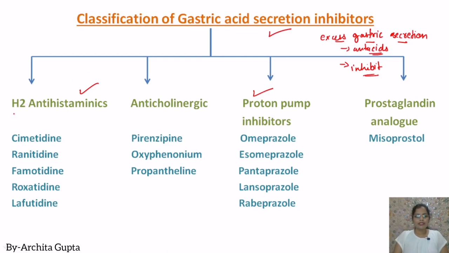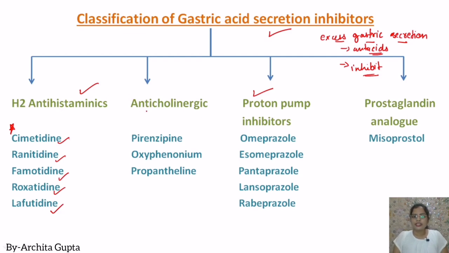Okay, so there comes the first category, which is the H2 antihistaminics. So H2 antihistaminics के अंदर आते हैं cimetidine, ranitidine, famotidine, roxatidine and the lafutidine. जो आपके syllabus में है वो है cimetidine, ranitidine and the famotidine. इन्हीं तीन के structures आपको पढ़ने हैं. और synthesis की अगर मैं बात करूँ तो synthesis आपको cimetidine का पढ़ना है.